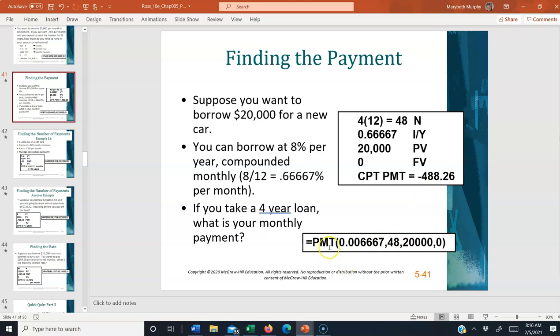Okay, in Excel, you would use the payment function, the PMT, because we're solving for the payment. The payment function first looks at the interest rate, then the number of periods, then the present value, and that should equal 488.26.